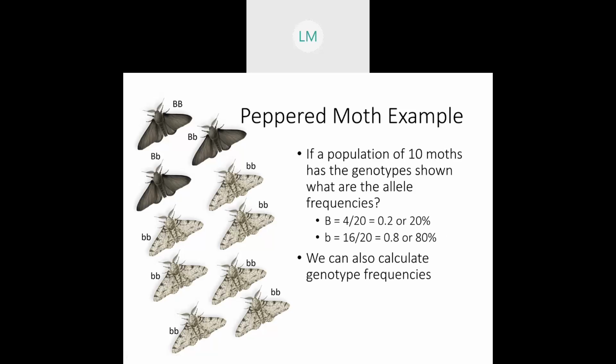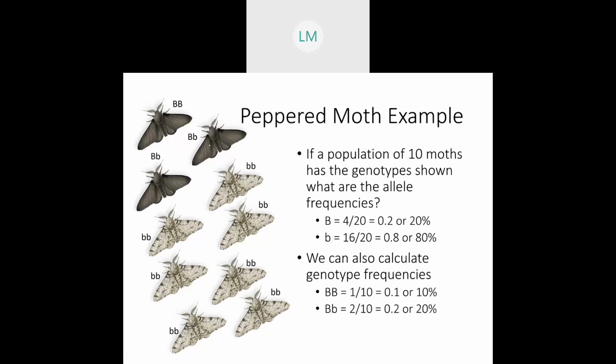We can also do this with genotypes, right? Just like we did it with the alleles, we can do it with the genotypes. But instead of there being 20 alleles, we're going to be looking at 10 genotypes because each individual just has 1 genotype. So our homozygous dominant genotype, we can just count that right here. This 1 individual out of all 10 is going to be 0.1 or 10%. So 10% of our individuals are homozygous dominant. We look at heterozygous individuals.